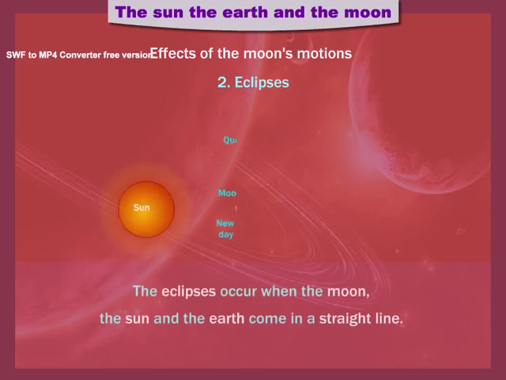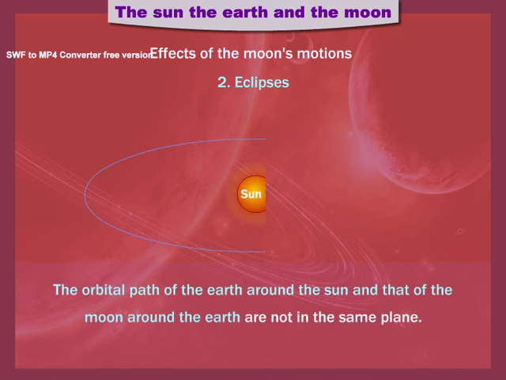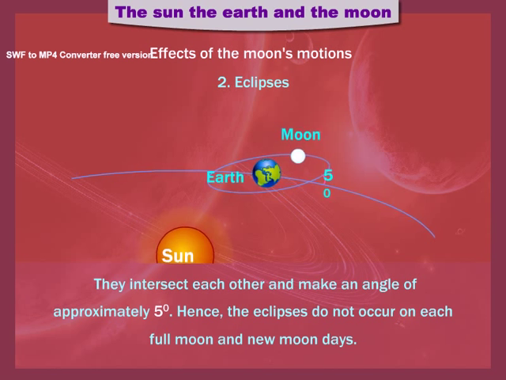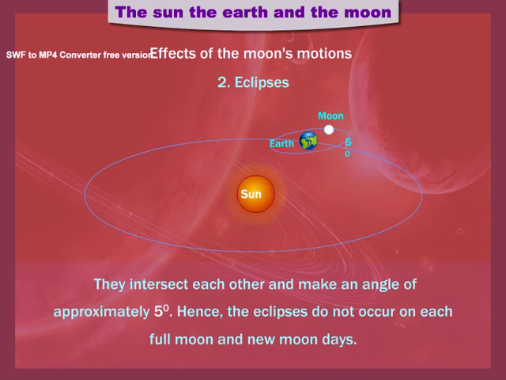Eclipse. The eclipses occur when the Moon, the Sun and the Earth come in a straight line. The orbital path of the Earth around the Sun and that of the Moon around the Earth are not in the same plane. They intersect each other and make an angle of approximately 5 degrees. Hence, the eclipses do not occur on each full moon and new moon days.